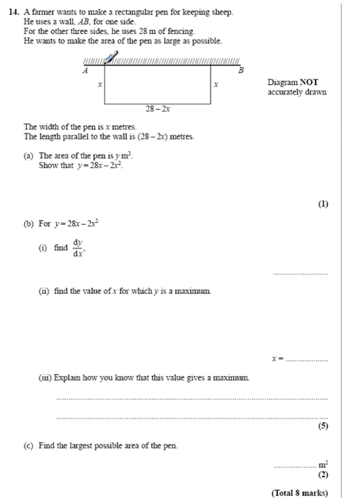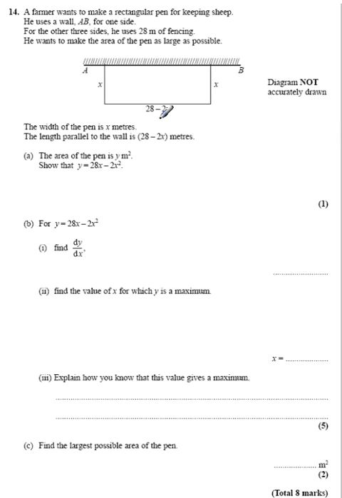So he's got this pen here. It's x width, it's 28 minus 2x, and he's used fencing along these three sides, so that side and that side. So that's all the fencing he's got. The length parallel to the wall is 28 minus 2x. The area of the pen is y. Show that y equals that.